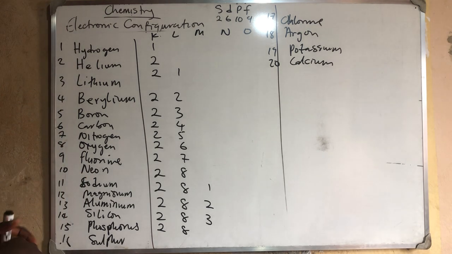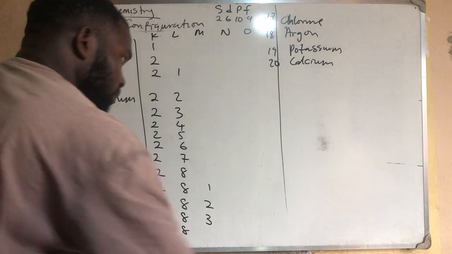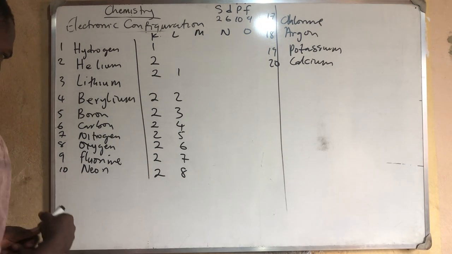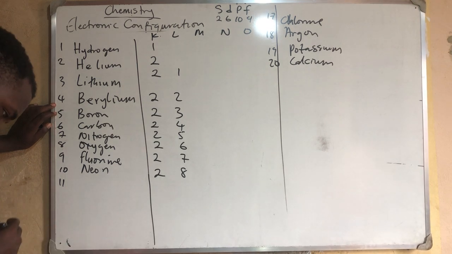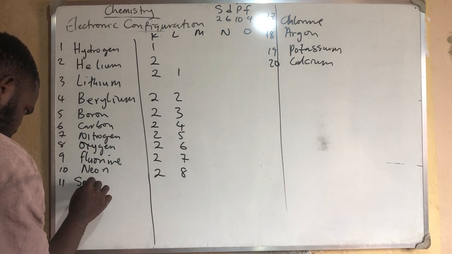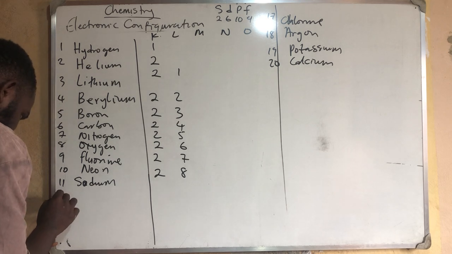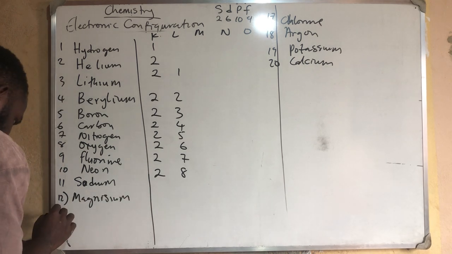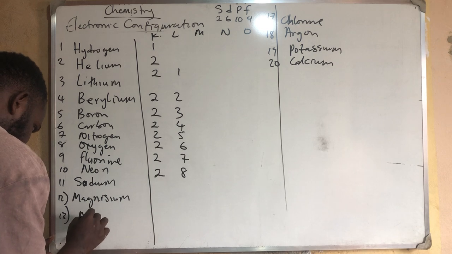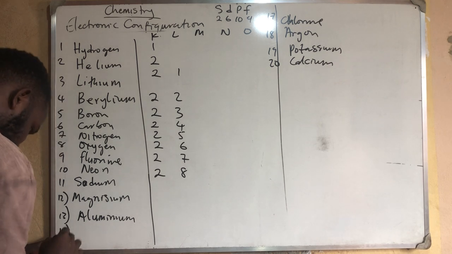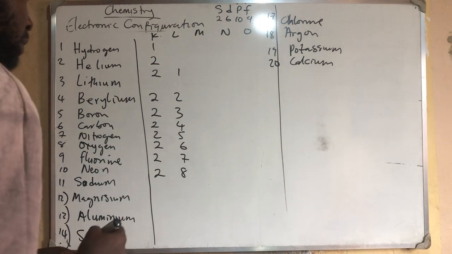I think I missed something. Who did I miss? It's too close to each other. Permit me to rewrite it. So I have number 10, number 11, sodium, number 12, magnesium, 13, aluminium, 14, silicon. Okay, so let me complete it here.